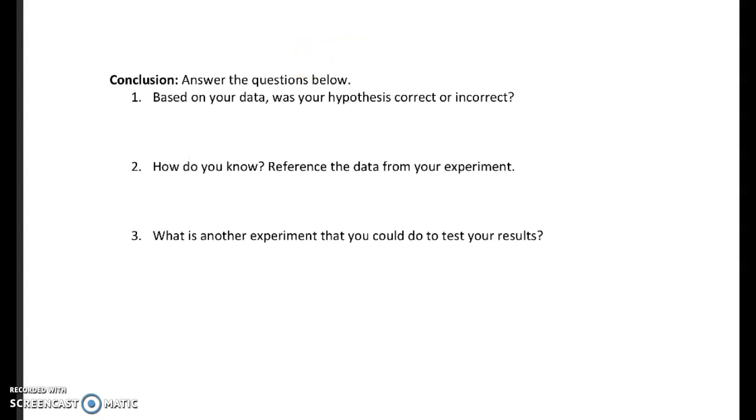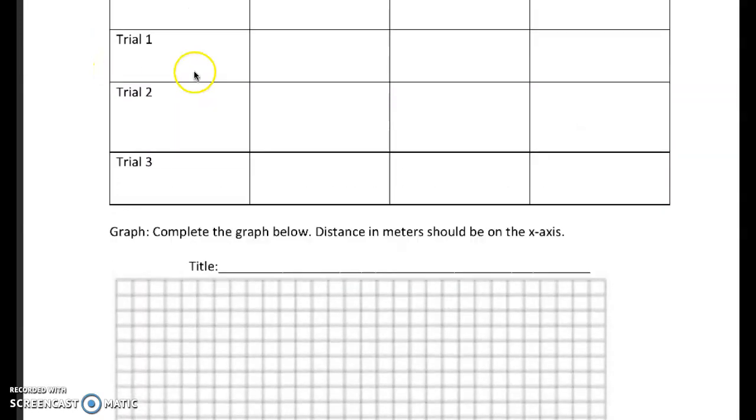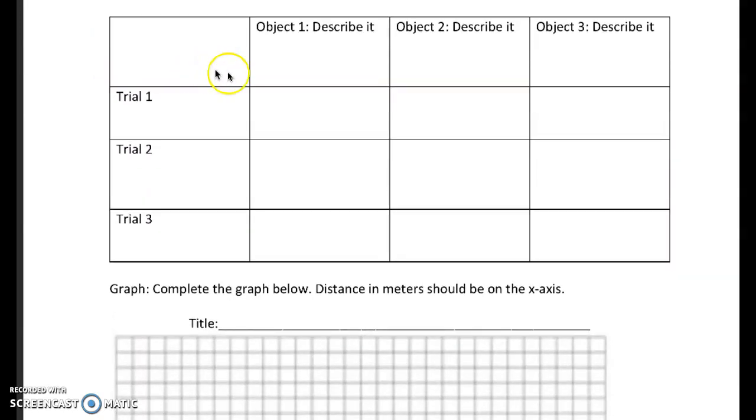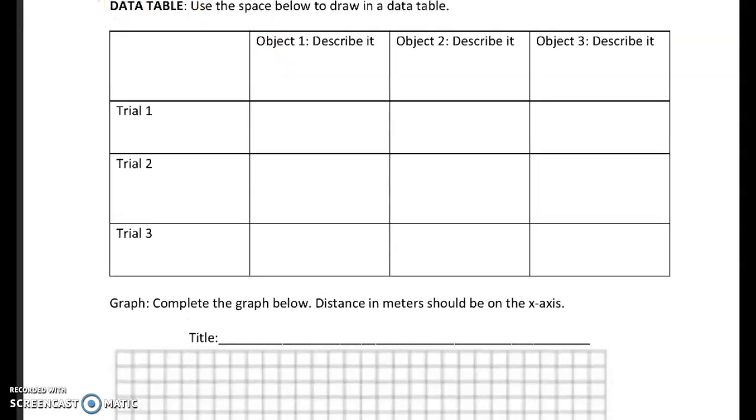And the biggest one here is that when we're making conclusions, always reference data from your experiment. All right, best of luck. Let me know if you have questions. If you get stuck, think of 3 objects that are roughly the same mass or size or shape or something, and something different about them. Okay.